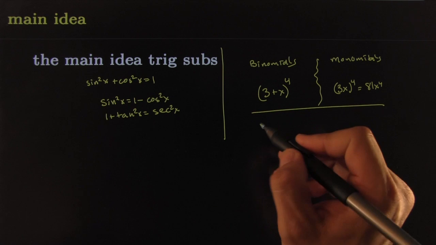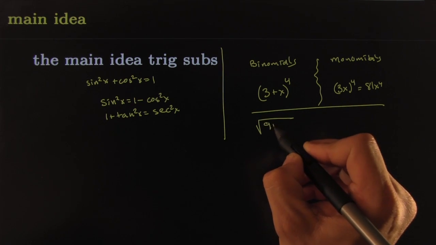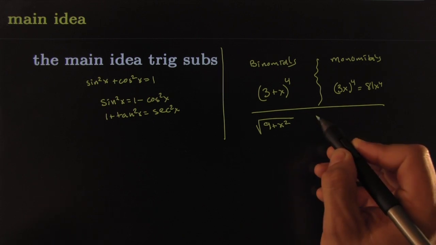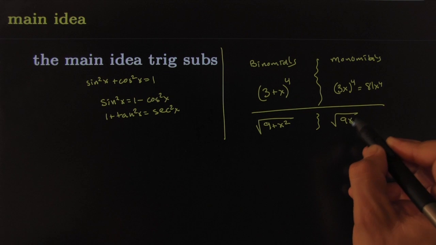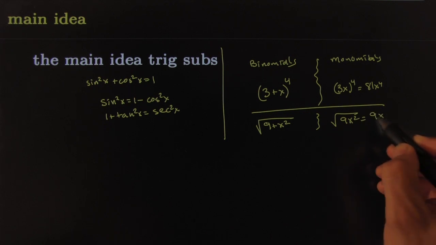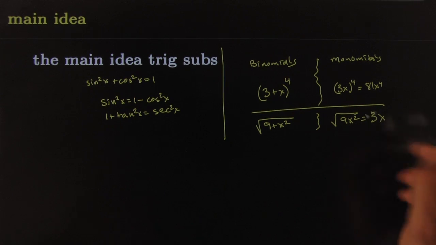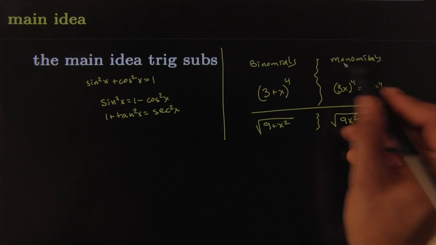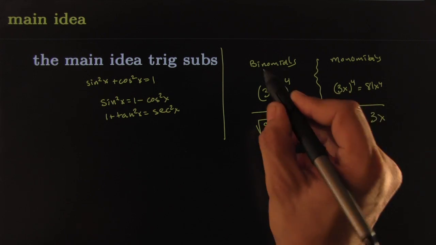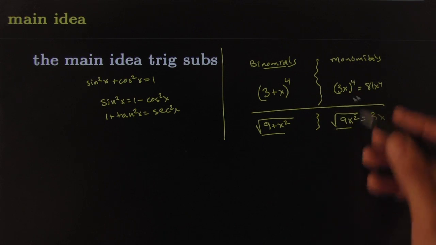Here, I'll give you another example in case you're not convinced. The square root of 9 plus x squared, what could that be? Well, who knows? That's a binomial, but if you take the square root of 9x squared, well, that's easy. It's just 3x, assuming x is positive. So monomials play nice with square roots. Binomials do not play nice with square roots. And the list goes on and on.